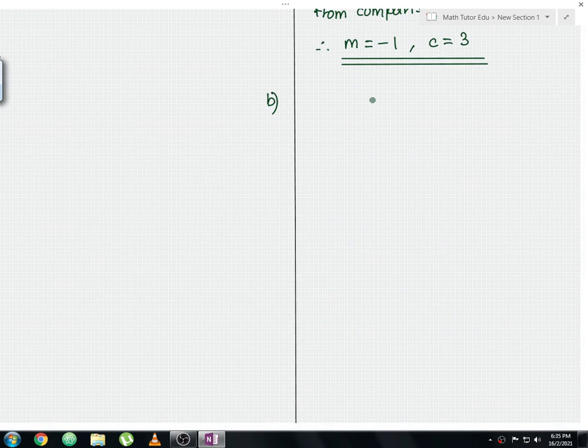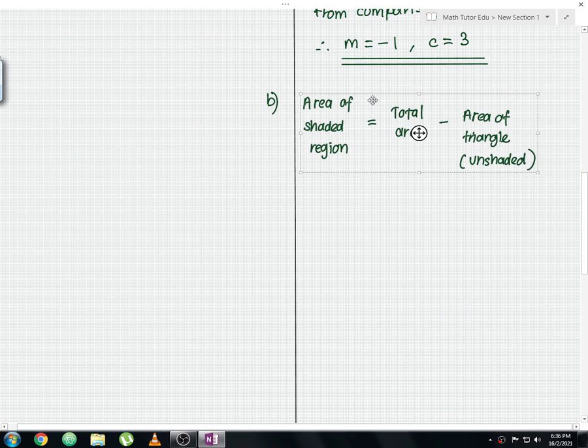Let us proceed with our discussion for question part B. For part B, you are required to find the area of the shaded region. So how do we find the area of the shaded region? Let me show you now. This is what we are going to do. The area of the shaded region will be equal to the total area minus the area of the triangle, which in this case is the unshaded region.